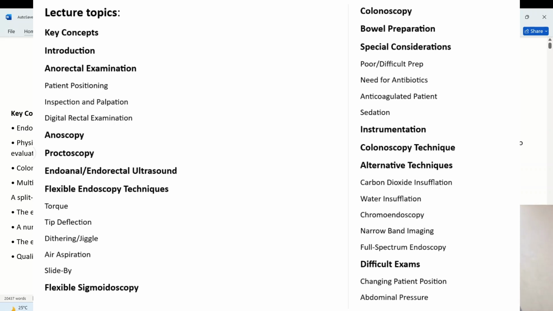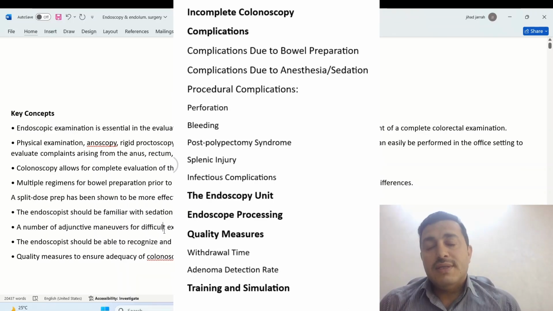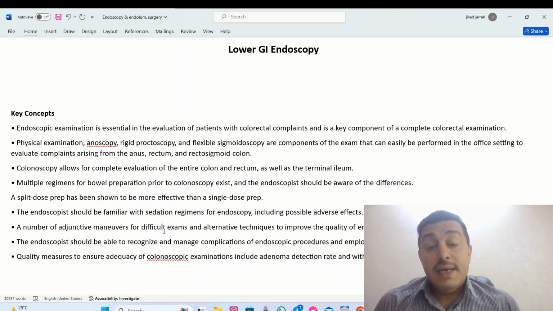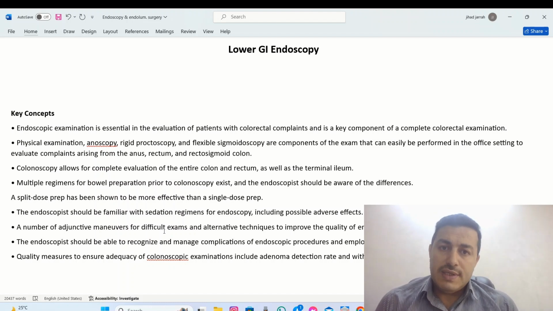I'm Dr. Jihad, and today's lecture is a continuation of the series that we have started, What Surgeons Should Know. Today we are going to talk about lower GI endoscopy. As a brief introduction, in this lecture we are going to talk about different endoscopic techniques, diagnostic or treatment, that we have to know when dealing with lower GI complaints.